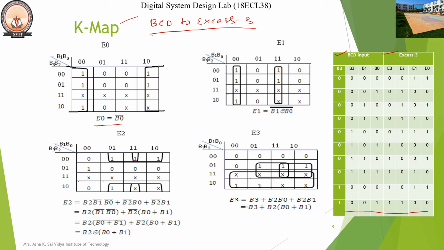By grouping this octet, we'll be having here 0 0 and 1 0. This 0 and 1 get cancelled. We are going to get 0 here and 0 here, that represents the B0 complement.